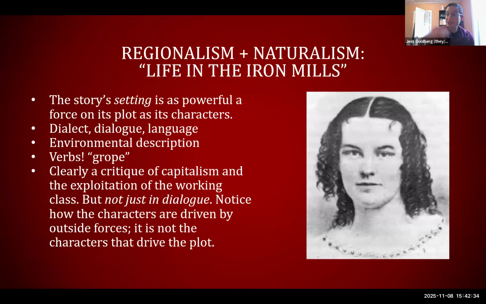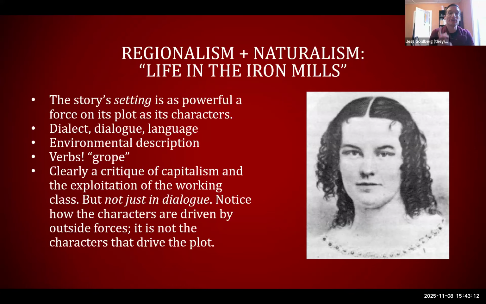Life in the Iron Mills, as I've said throughout this lecture, is a reflection of a particular kind of realism called regionalism, right? So if you can think of like the flow chart or an umbrella, realism is like an umbrella under which you'll find regionalism as a specific type. Life in the Iron Mills, like I said in the last slide, skews more on the naturalist side. It's both, but it skews more on the naturalist side because of its investment in systematic thinking and the fact that the characters are mostly driven by the plot as opposed to the characters driving the plot.